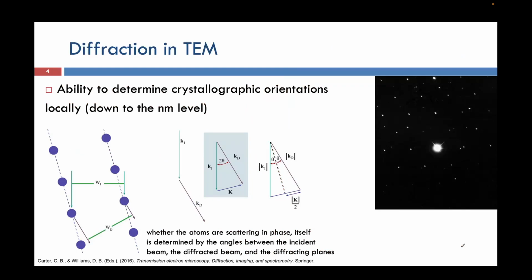Now that we have spoken so much about the diffraction pattern, let's see what a diffraction pattern, or DP, is. And before that, let's see why we obtain a diffraction pattern. The primary reason is its ability to determine local crystallographic orientation, at a scale in the order of nanometers. Nowadays, with advanced transmission electron microscopy, we can even go to the angstrom level.